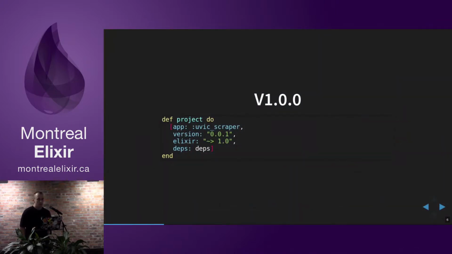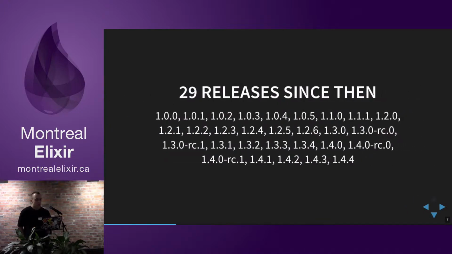So 2015 might not sound like that long ago, but we have to remember that this was back when Elixir 1.0 had just been released. And we've enjoyed 29 releases since then. A lot has changed since then, most of it for the better. We just recently got support for dates, so that's great.